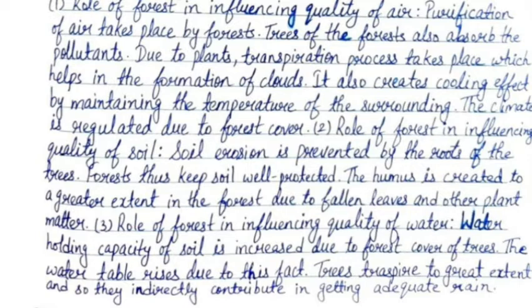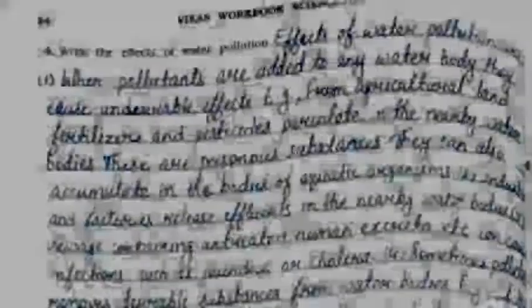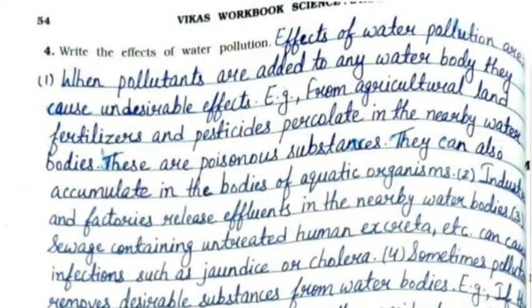Third one is role of forest in influencing quality of water. Water holding capacity of soil is increased due to forest cover of trees. The water table rises due to this fact. Trees transpire to great extent and so they indirectly contribute in getting adequate rain. Fourth one is write the effects of pollution.